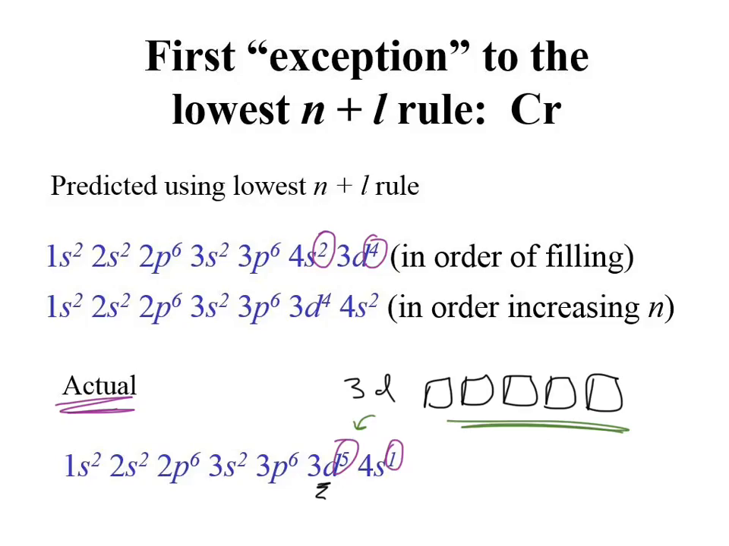So how many orbitals for an S-type? 2 electrons and 1 orbital. Yep, 1 orbital. So in this situation down here, the 4s is half filled and the 3d is half filled. So that's kind of why that happens.